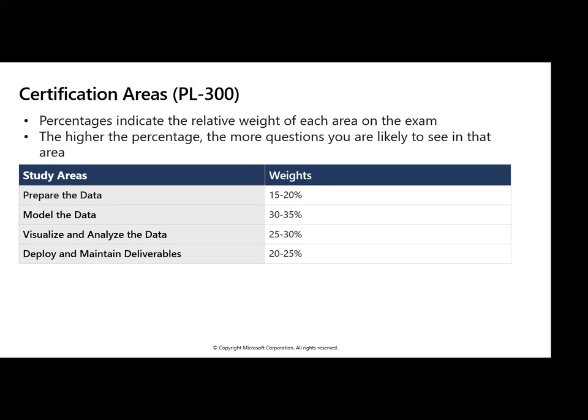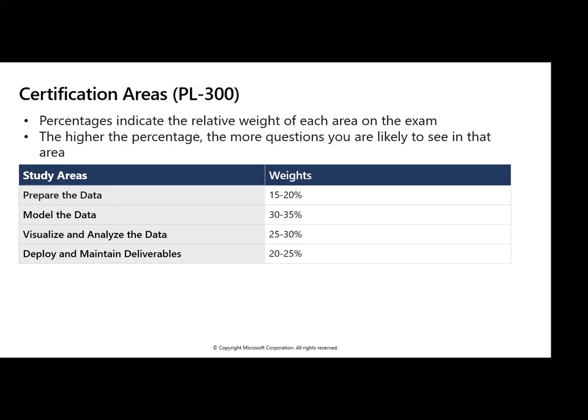If I have 100 questions, what's 20% of it? Let's assume 20% if you take the highest. How many questions are you expecting from 100 that will be prepare data? Who can tell us? Simple arithmetic. 20 questions. So if I have 100 questions, then 20 questions will come from prepare data.